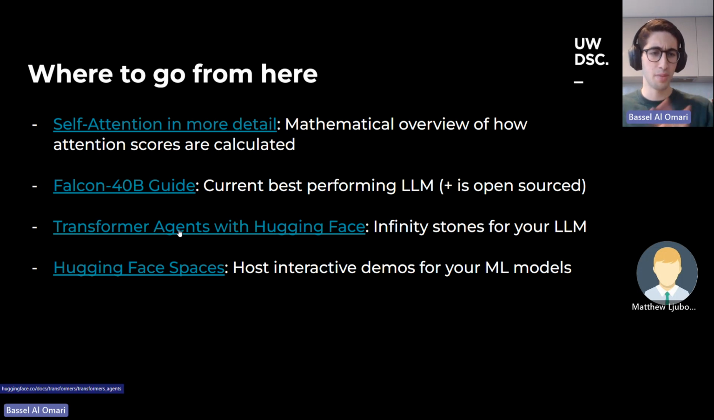And number 3 is transformer agents with Hugging Face. Hugging Face basically released this functionality of transformer agents. It allows you to take your transformer, especially like Infinity Stones. You want your transformer to be able to access the internet. It can do that using the transformer agents. You want your transformer to be able to take an input from Excel sheets or images. It can also do that. So this is a guide for it.